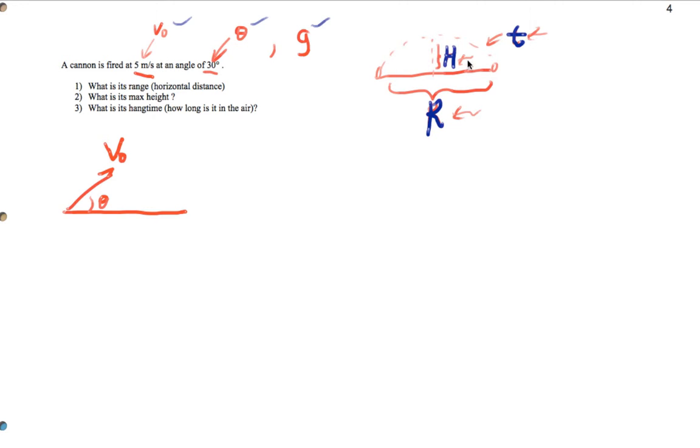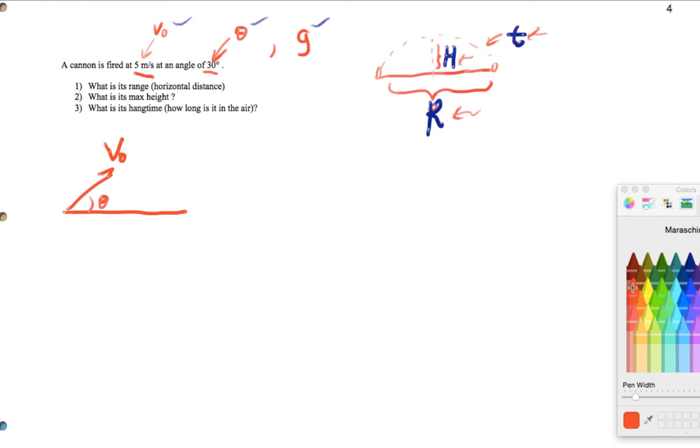I want to begin by getting the hang time. And so what that means is the time that it spends in the air. So I'm going to take this initial velocity, v naught, launched at an angle theta.